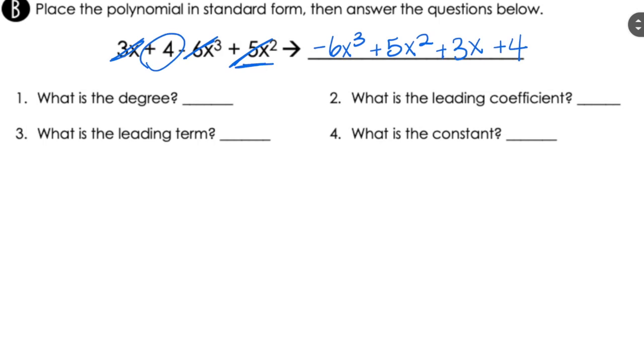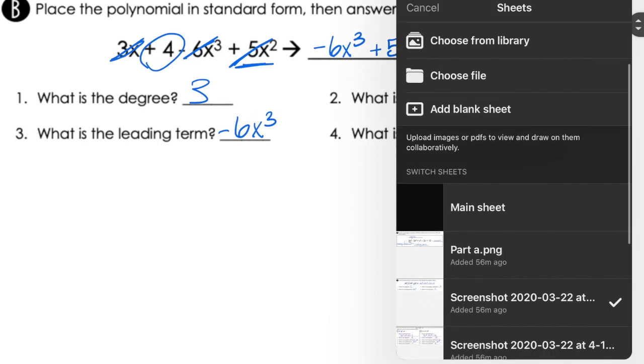So let's answer the questions. Question number 1. What is the degree? Again, my degree is the value of the exponent that is in my leading term, that first term that we wrote down, the highest numeric value of my exponent, which is 3. 2. What is the leading coefficient? That's the first number that I wrote down, so negative 6. 3. What is the leading term? The first term that I wrote down, so negative 6x to the third power. And my constant is the value that does not have an exponent, does not have a variable, which is 4.